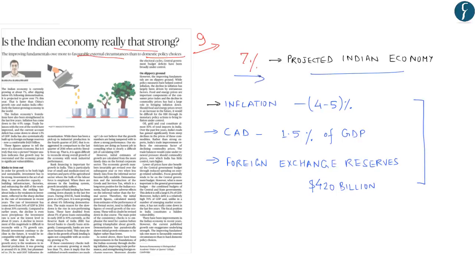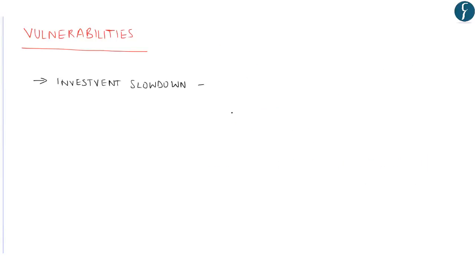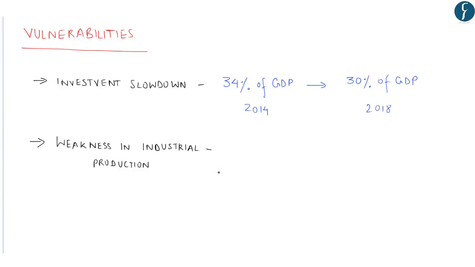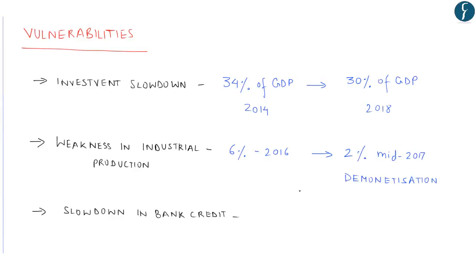However, there are still various vulnerabilities that may affect the growth in the future. Let's see these vulnerabilities one by one. Investment slowdown. The rate of investment has come down from 34% of GDP in 2014 to around 30% of GDP currently. The industrial production was earlier growing at around 6% in 2016 but plummeted to 2% by mid 2017, mainly due to demonetization. The next reason is slowdown in bank credit.